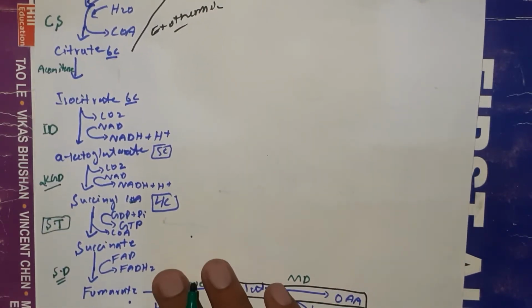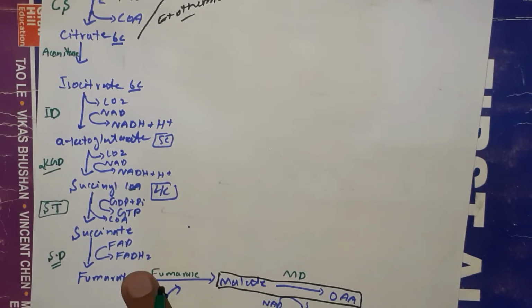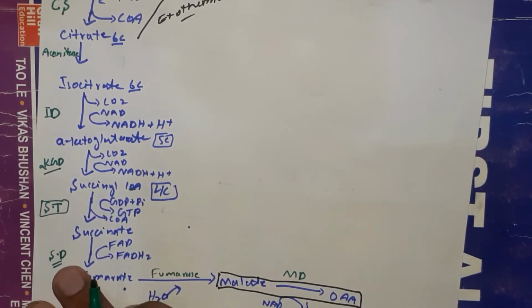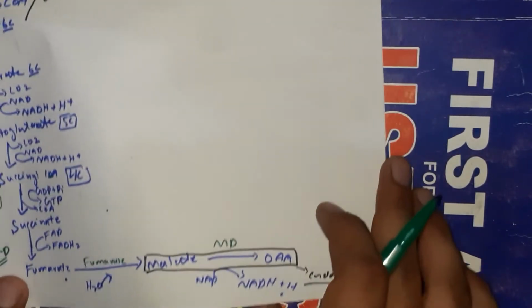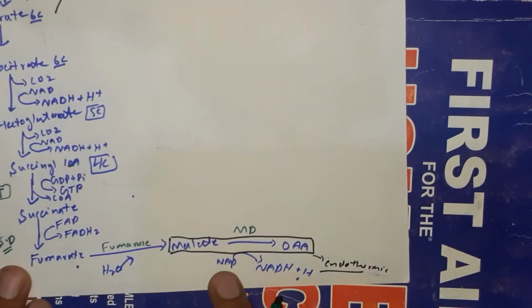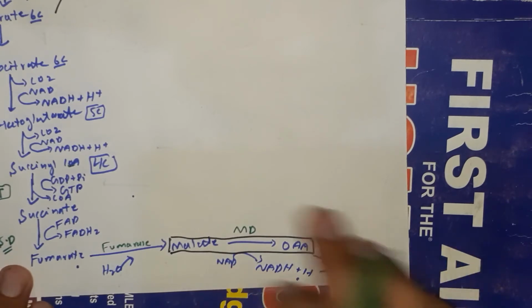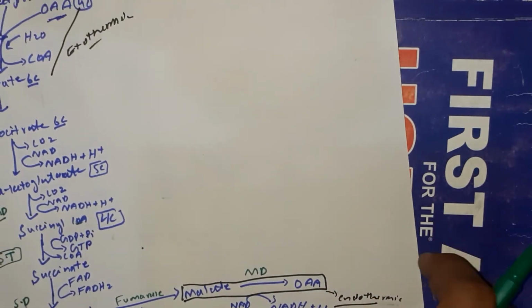And next, succinate is converted into fumarate, and in this reaction, FAD is converted to FADH2. It is catalyzed by succinate dehydrogenase. Fumarate is converted to malate by addition of water by enzyme fumarase. Next, malate is converted to oxaloacetate, and this is catalyzed by malate dehydrogenase, and NAD is converted to NADH. So these were the reactions of the TCA cycle.